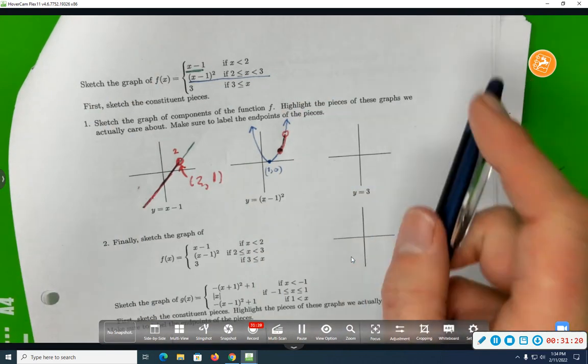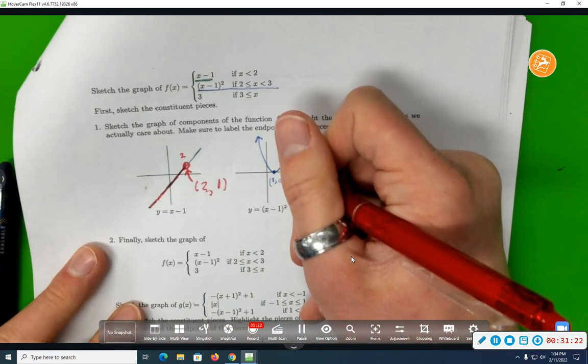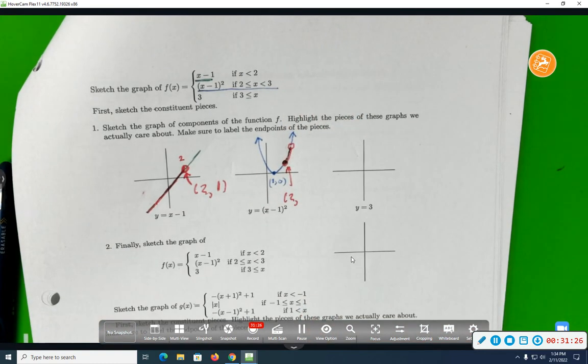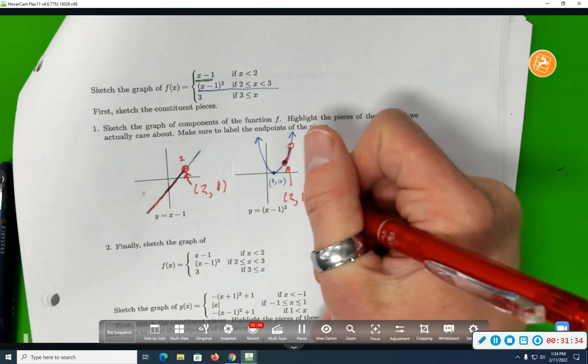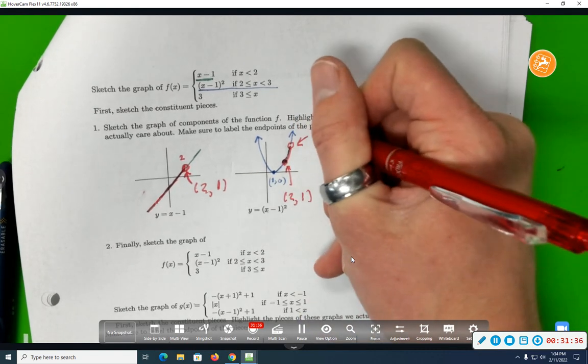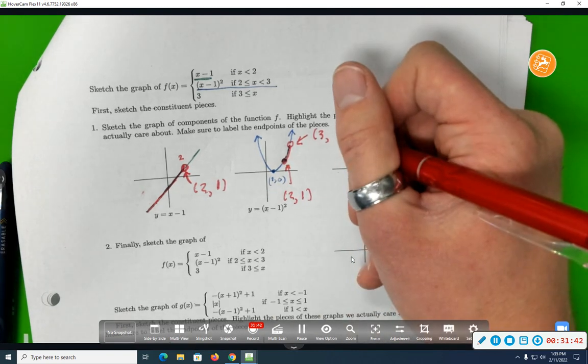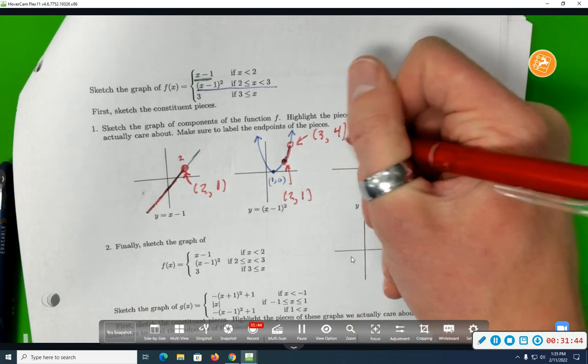So this endpoint is at the coordinate 2, comma, what y value do you get when you plug in 2? 1? Does that agree? Nice. How about that endpoint? That endpoint is at x equals 3, and what y value? Yeah, that's right. Okay.